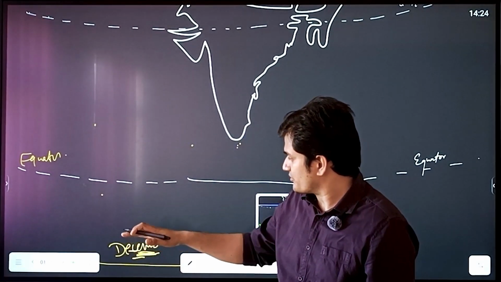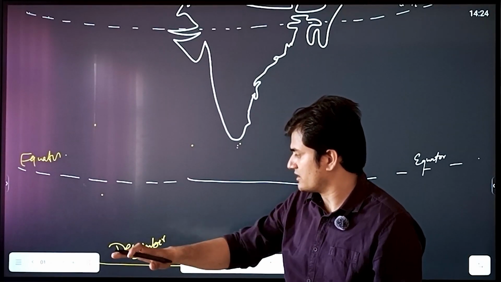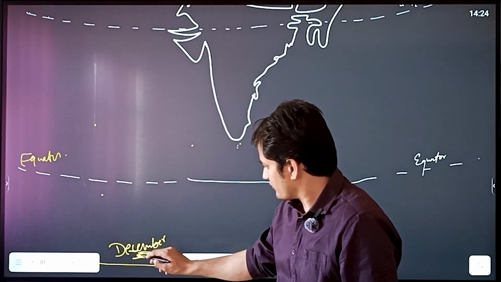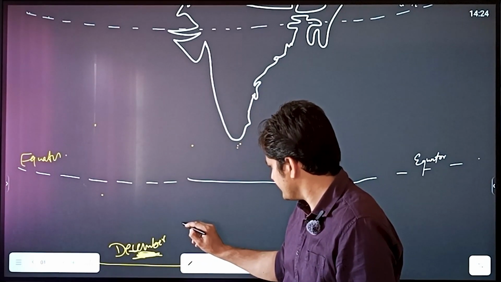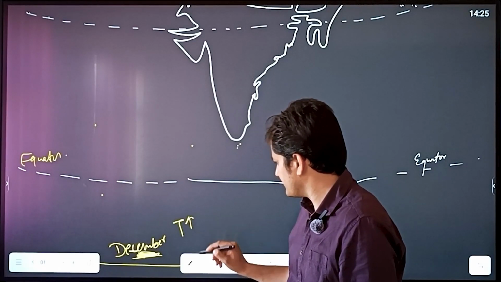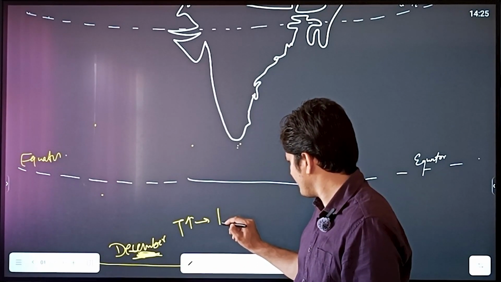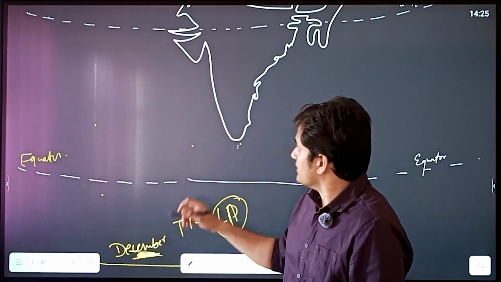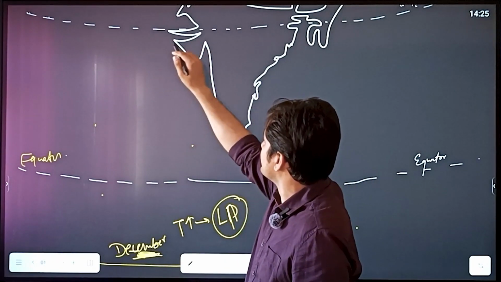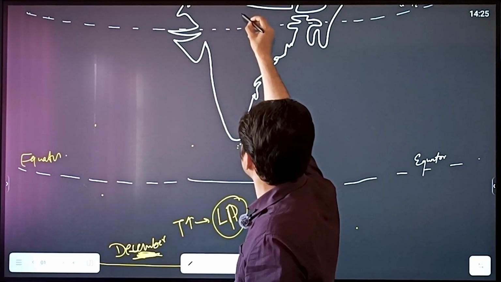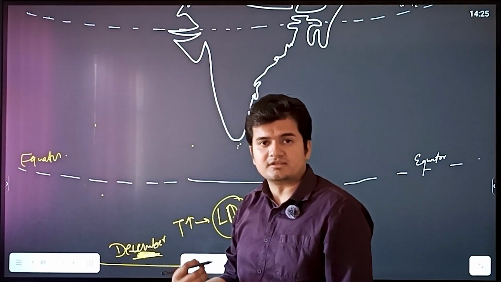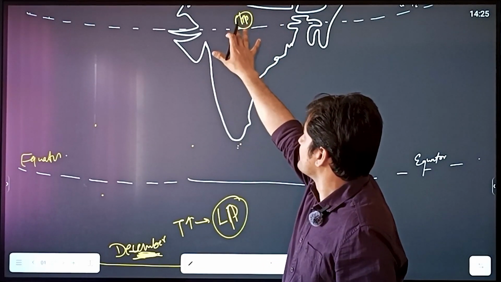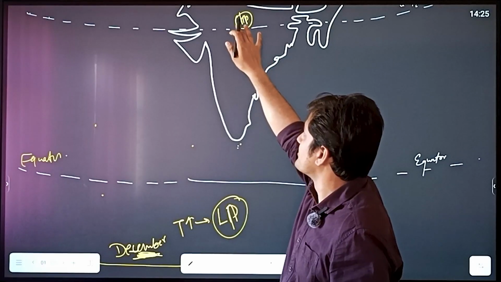How the sun changes its position: during the month of December, the sun rays directly fall over the Tropic of Capricorn. If the Tropic of Capricorn faces sun rays at a 90 degree angle, then the temperature will increase, and this will result in the formation of low atmospheric pressure in the region of the Tropic of Capricorn. Same here, during the month of December, the northern plains face winter season, and this results in high atmospheric pressure. So this is the time when we have high atmospheric pressure and low temperature during the month of December.